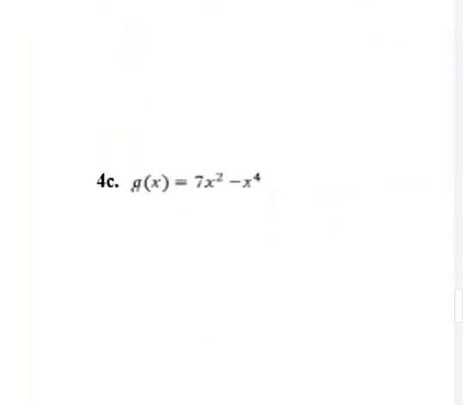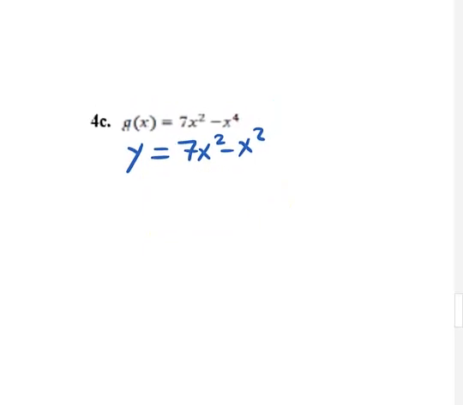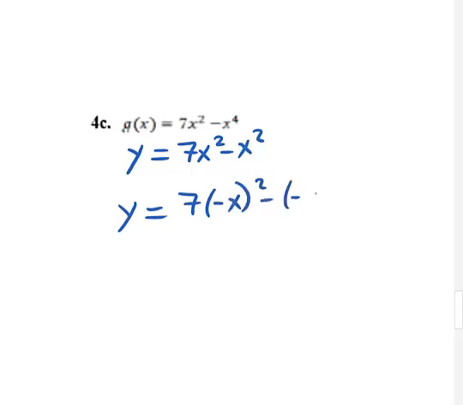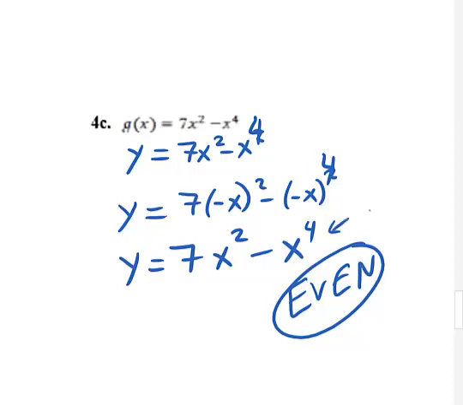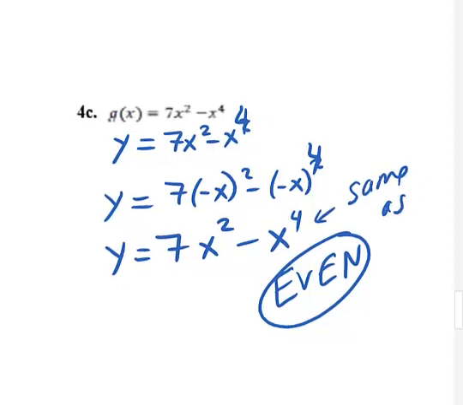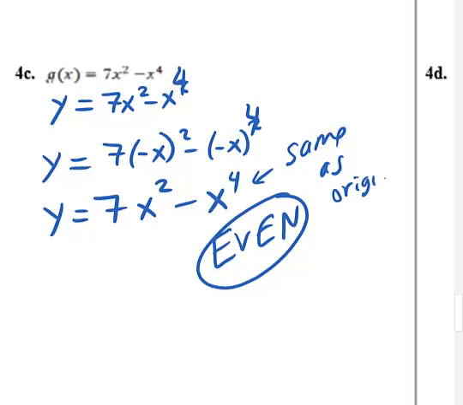Let's see, this guy I think would be similar. I'm going to replace g of x with y first of all. If I replace the x's with -x, oh wait, this is a 4, sorry. These are both even powers, so I'm going to get positives where those negatives were. And this is the same as the original, so it is even.